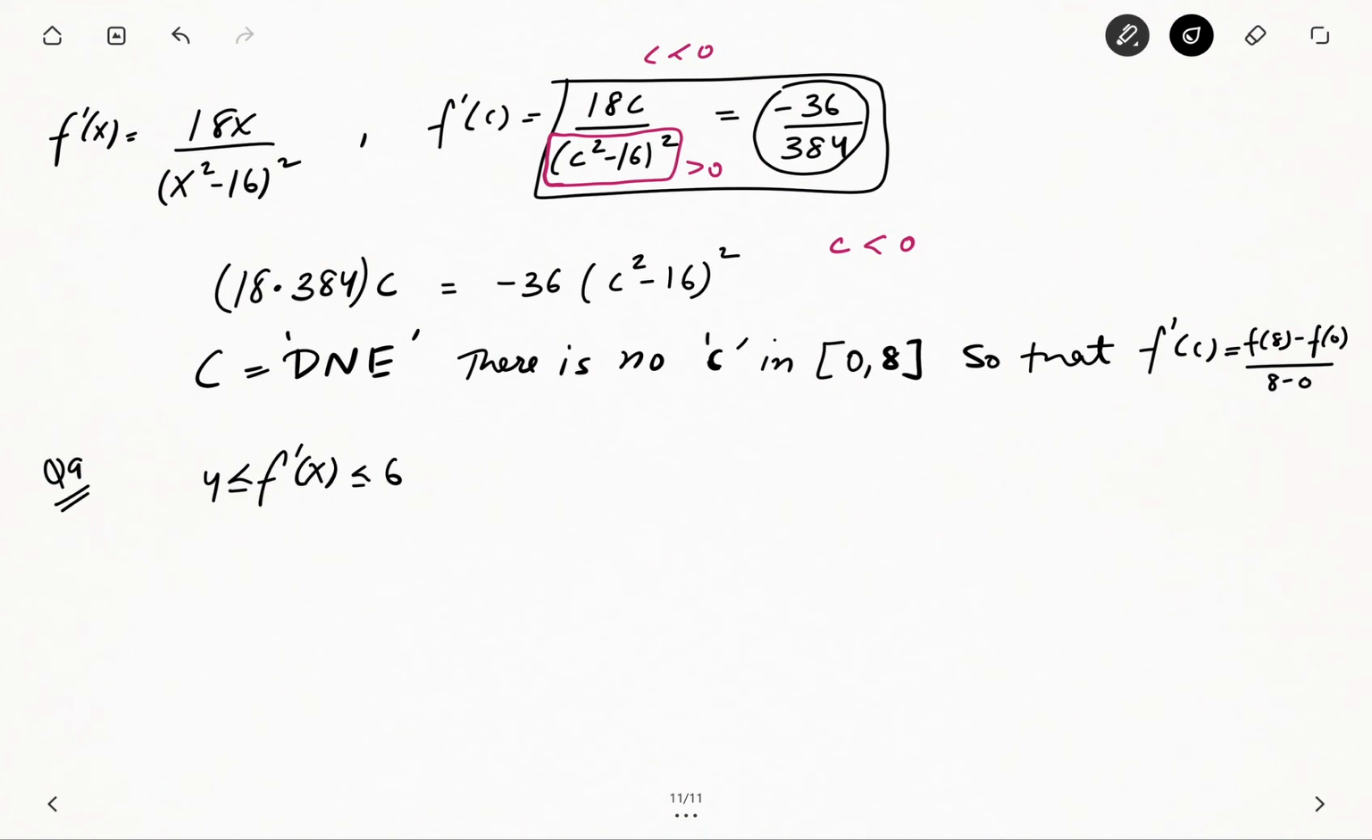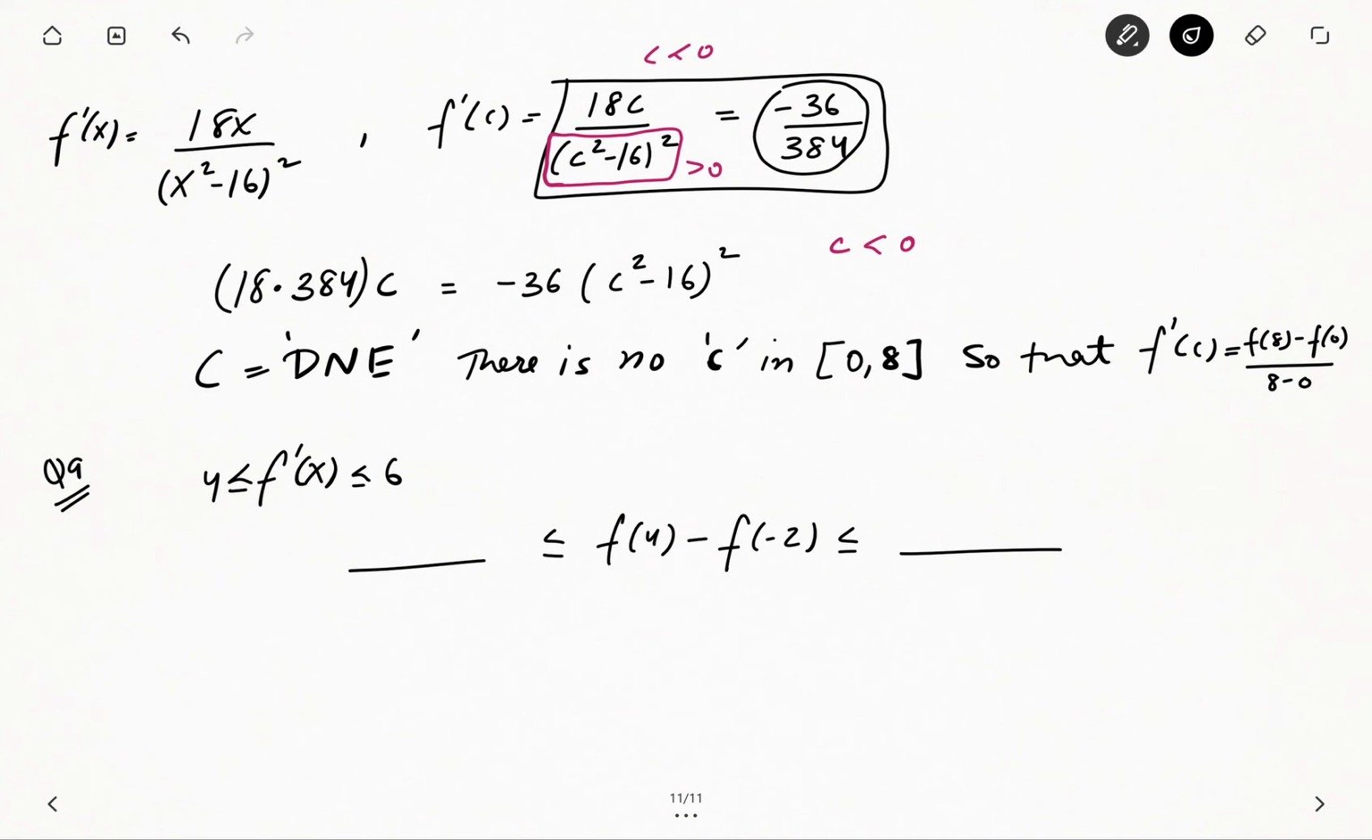And then they want you to find out this guy. So what they have is a very vague thing written out here. They want you to find out f of 4 minus f of minus 2 less than something.